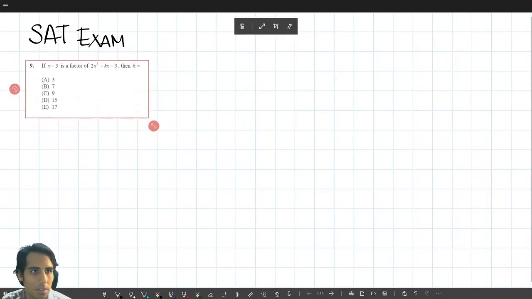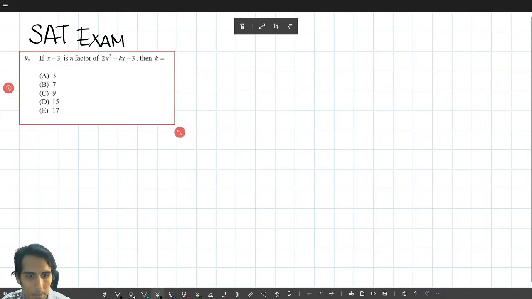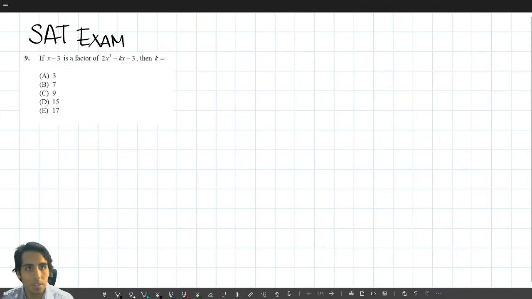So here is the first exercise. Okay. So we start with this problem. We have this polynomial 2 times x cubed minus k times x minus 3. And the problem says that x minus 3 is a factor of this polynomial. So this is the factor.